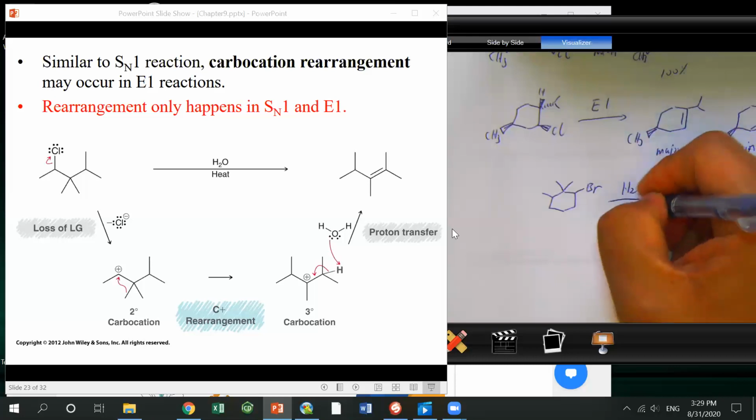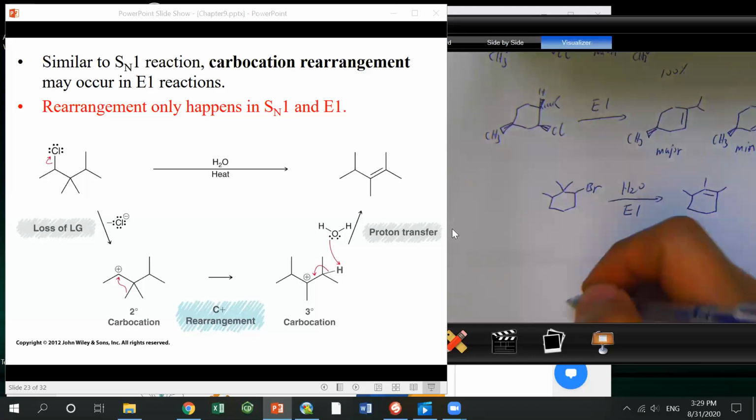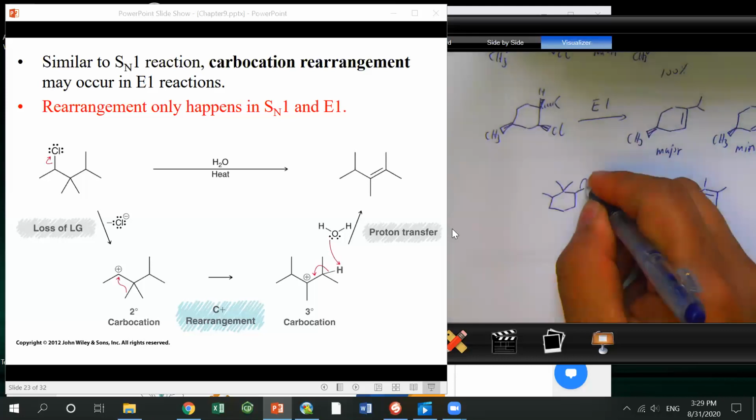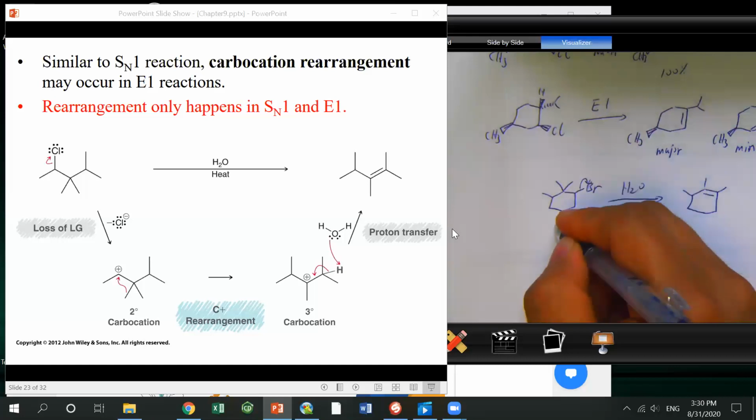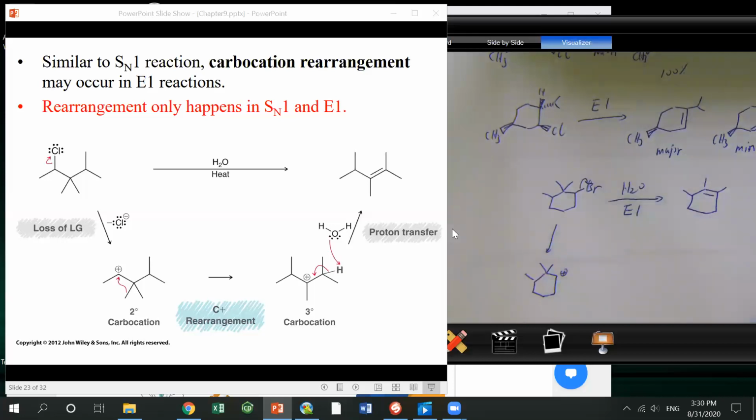For this one, we also want to do the E1 elimination, and in reality we get a product something like this. It looks like some kind of methyl group shift. So the same thing happens: kick off the leaving group and generate a secondary carbocation here. This one is next to a quaternary carbon.